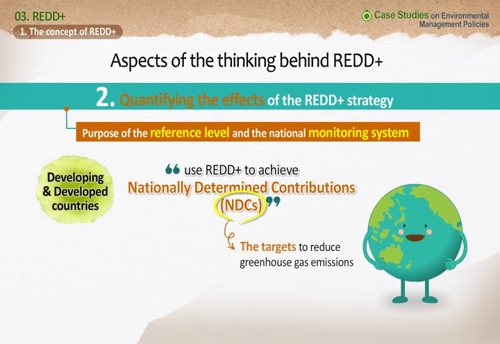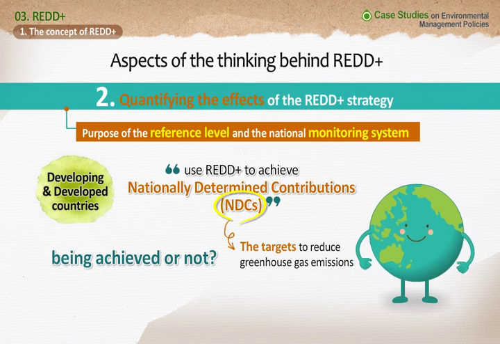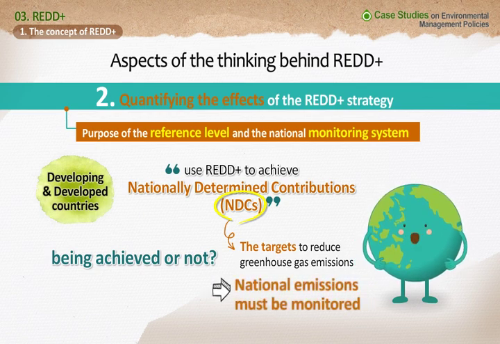NDCs are the targets to reduce greenhouse gas emissions that countries set themselves. To understand whether these targets are being achieved or not, national emissions must be monitored, and this includes emissions from forests.